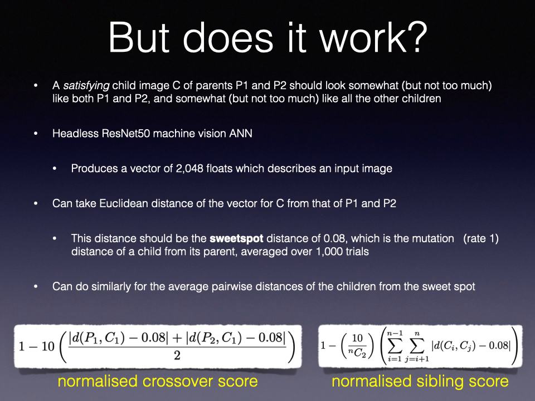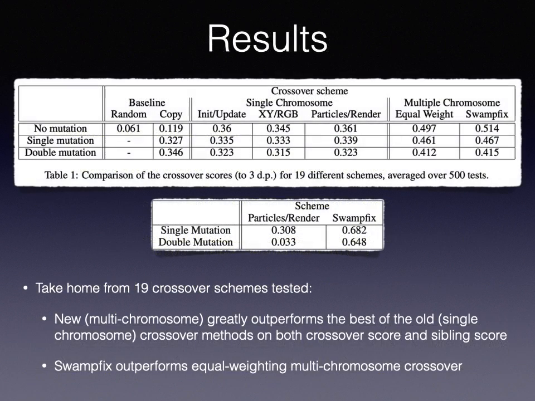It's right here on the screen. I normalized so that the crossover score represents how well the child image is satisfying with respect to the two parents. Normalized to be at most 1, and so likewise the sibling score, the average sibling score for a set of children produced. The inputs, the results are in the paper. Please do look them over.